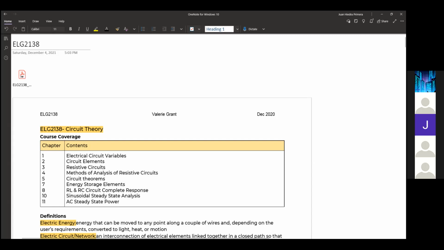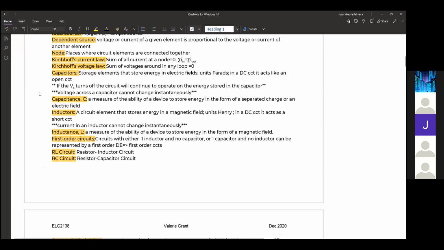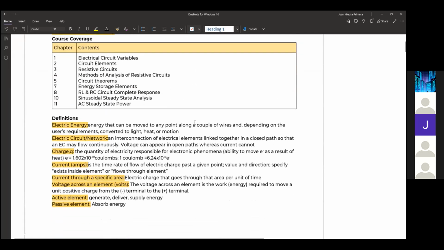Can you guys see the screen share? Okay, yeah, I was going through it. Let me see. Did that fix it? Okay, great. I'll just go back up a little bit.